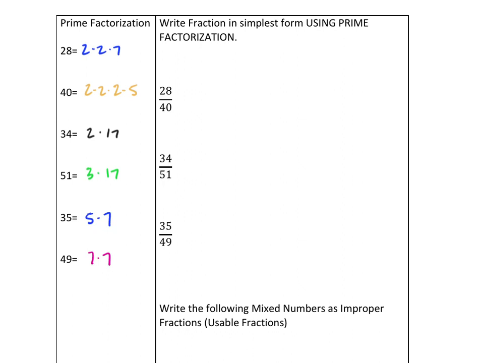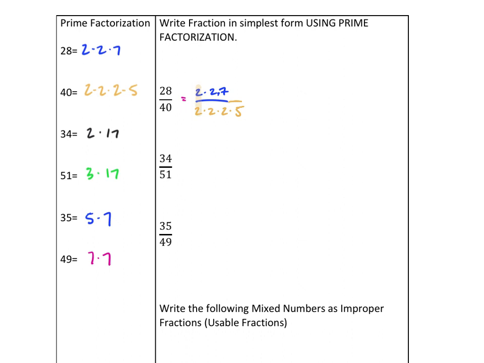Okay, so there's your prime factorizations. And I've already kind of shown you this, but now you're going to kind of practice it. So if we look at this fraction, right, we're going to take the 28, which is 2 times 2 times 7, right, over the 40, which is 2 times 2 times 2 times 5. And we just ask ourselves, what do they have in common?